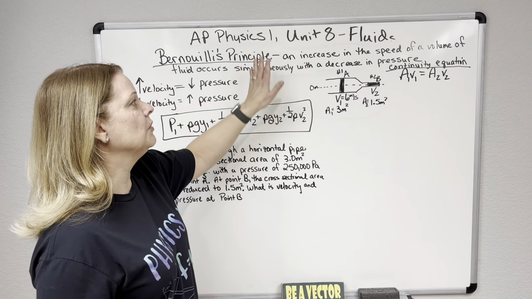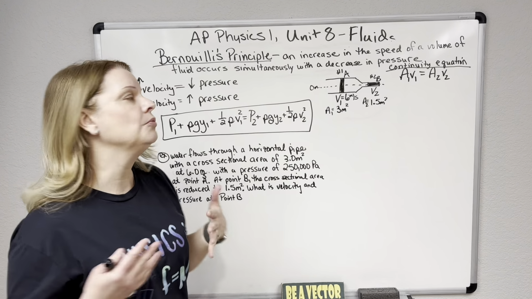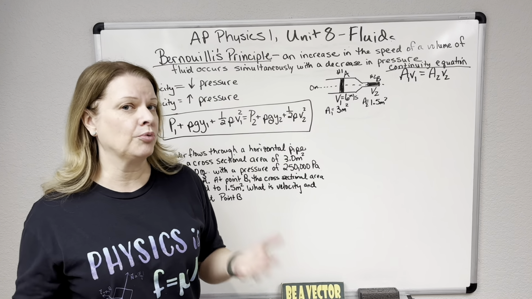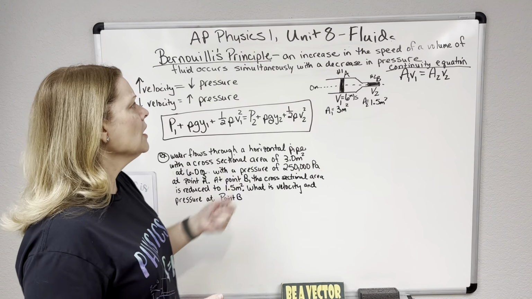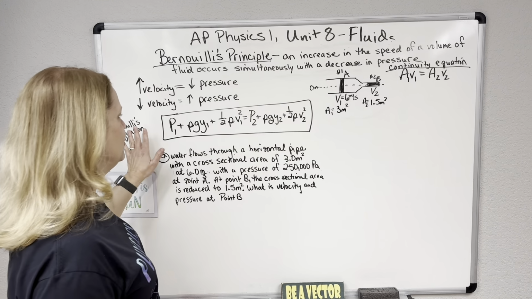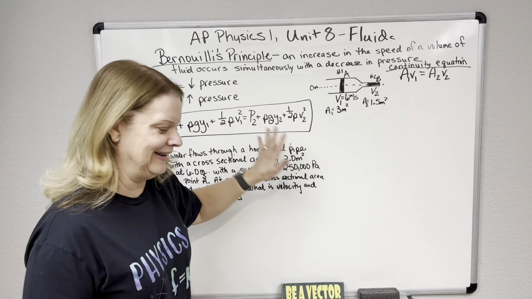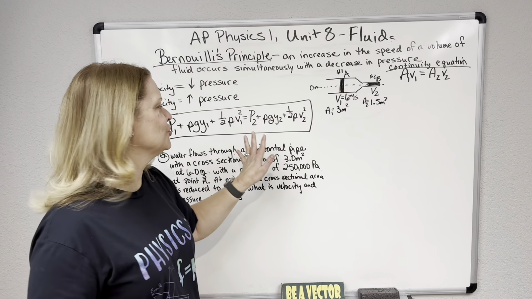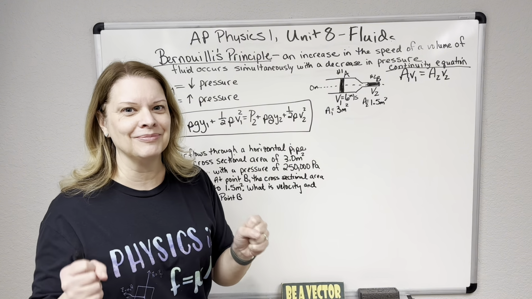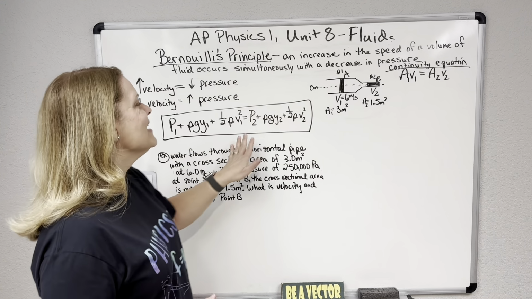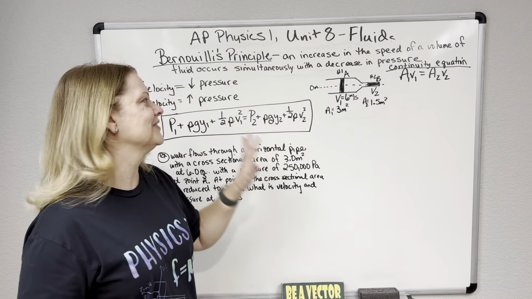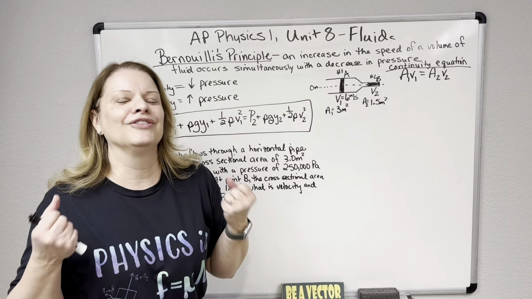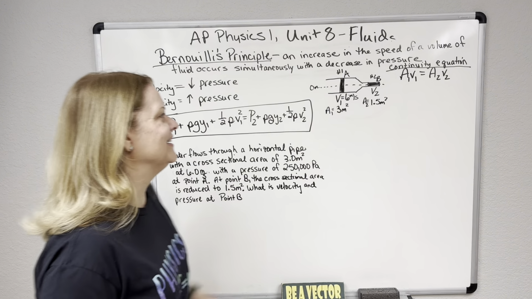Bernoulli's principle says that an increase in the speed of a volume of fluid occurs simultaneously with a decrease in its pressure. Sounds innocent enough. The equation looks awful, and by the way, it is the biggest equation on your AP Physics 1 equation sheet. It's the very last one, so save the best for last. But we're going to hopefully make this all make sense for you, and so that we can also decrease the pressure you're feeling about this unit. Pun intended. Here we go.